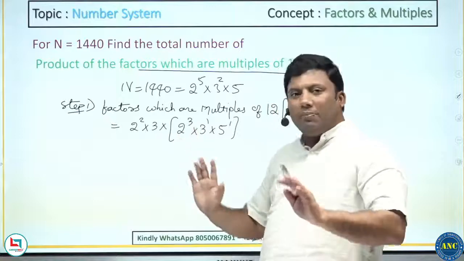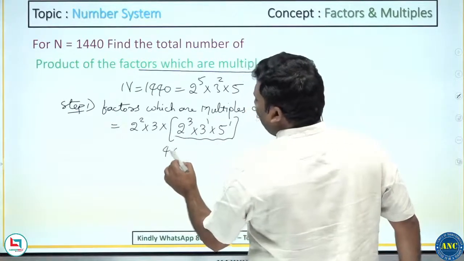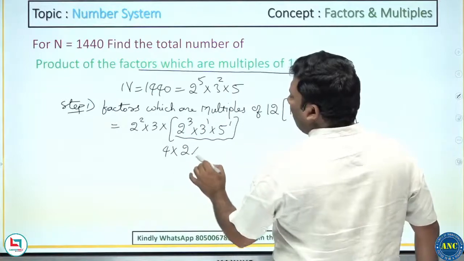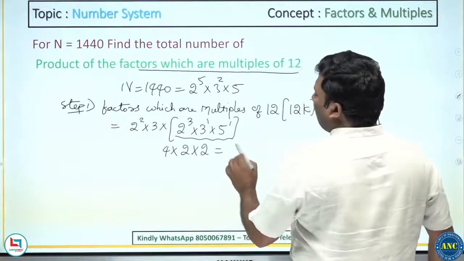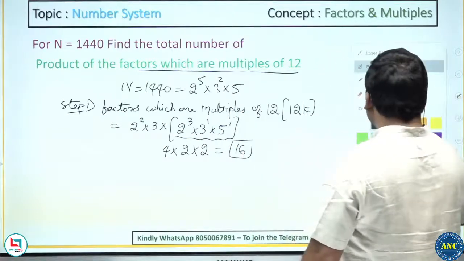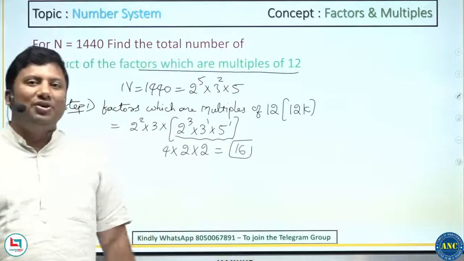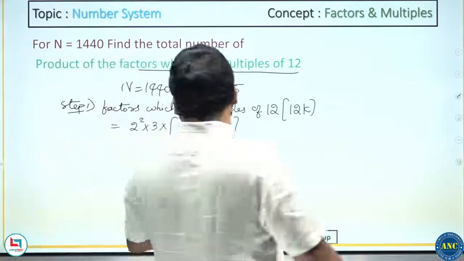12 into any number is a multiple of 12. How many factors are there for this number? 0 to 3, 0 to 1, 0 to 2. 4 2s are 8, 8 2s are 16. How many factors are there which are multiples of 12? Total 16 factors we got.